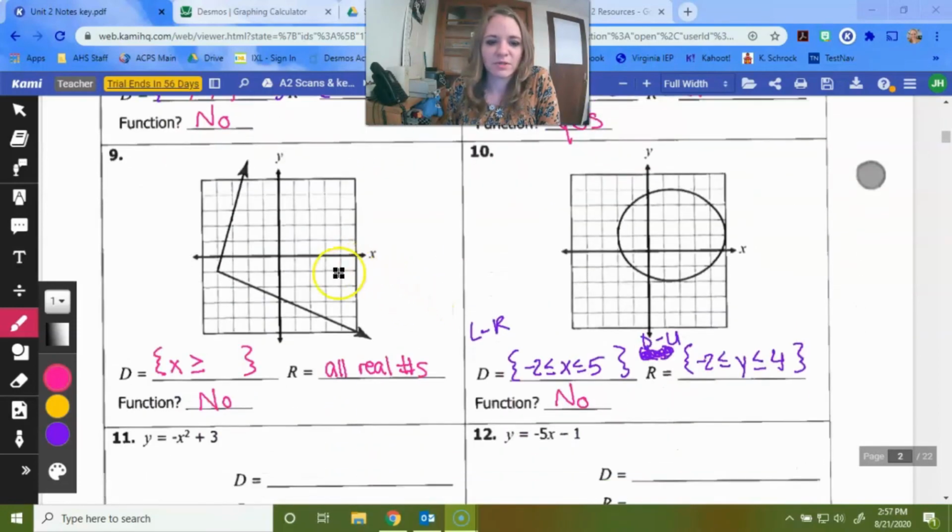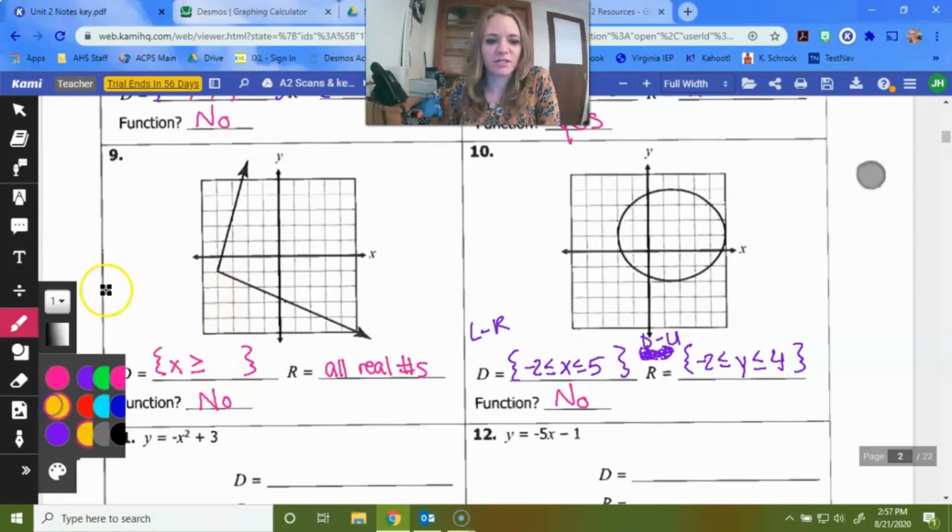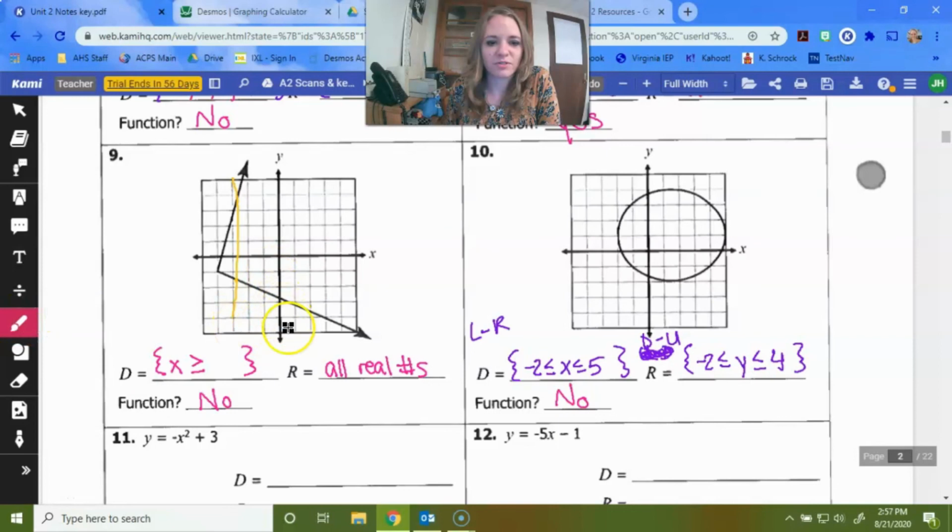And then we have number 9 where I left part of this out because I wanted to do it with you. So function, this is no. If I take a vertical line like right here, I'm intersecting 2 points at the same time, here and here. All right, now your range is your up and down, right? So that is all real numbers. It's going forever down, it's going forever up, but it is not going forever for my domain left and right. So if I start over here, I have nothing until I get to this number, which is -4.